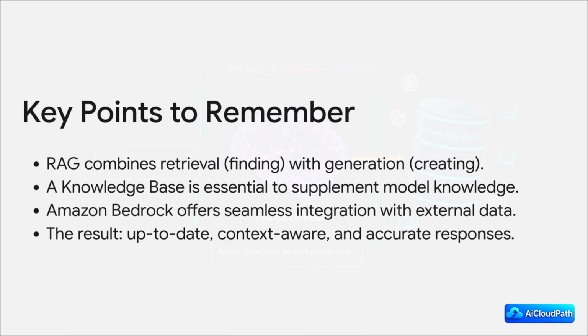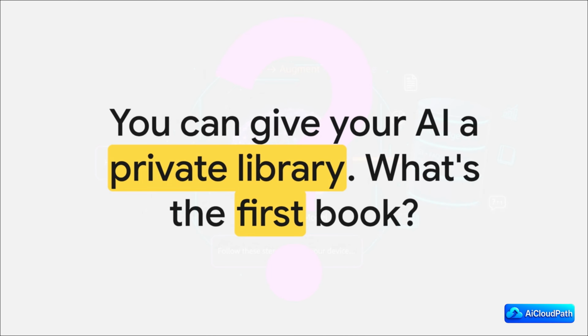Third, in the AWS world, you need to connect RAG with Amazon Bedrock. That's the service that makes it all easy. And finally, never forget the why. The whole point is to get more accurate, context-aware responses. So let's end on this thought. When you boil it all down, RAG is really about giving your AI its own private, curated library to read from. So the only question left for you is, what's the first, most important book you'd want your AI to read?